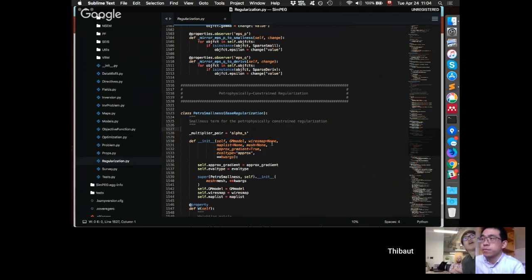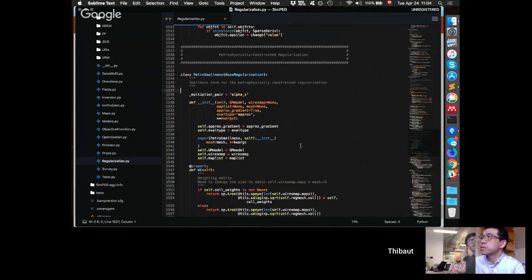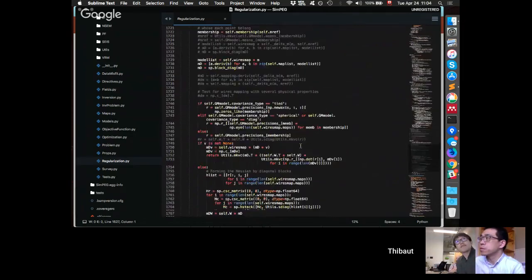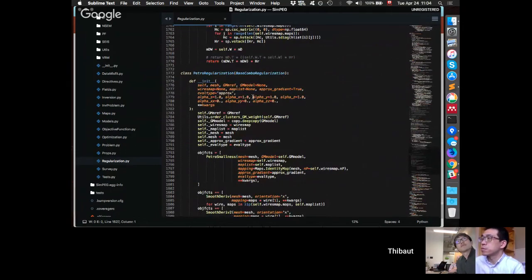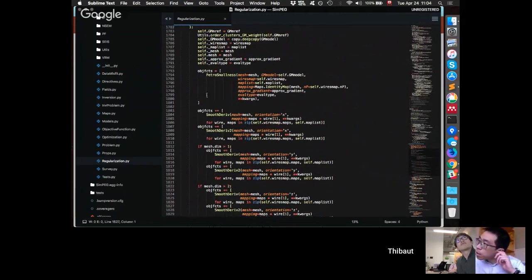Half and half. So the first way I implemented that was having the petrol regularization take it all. In my objective function I have the smallness, which takes the whole model, all the physical properties, and then I was adding the separate smoothness for each physical property.